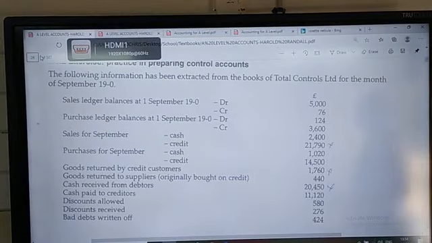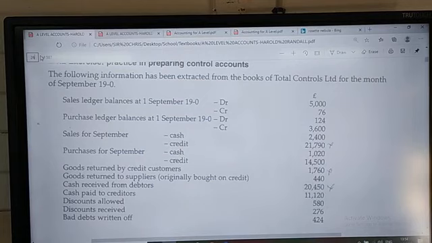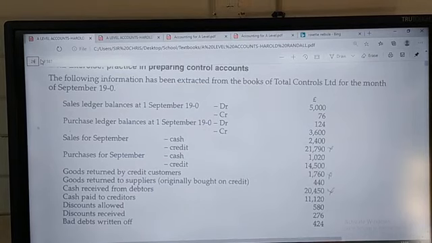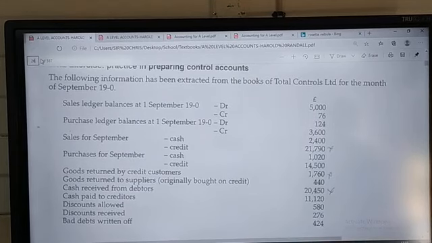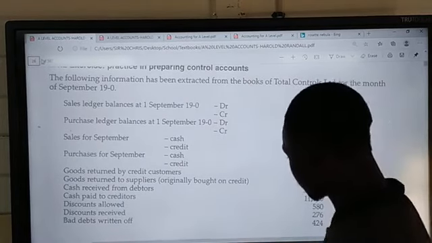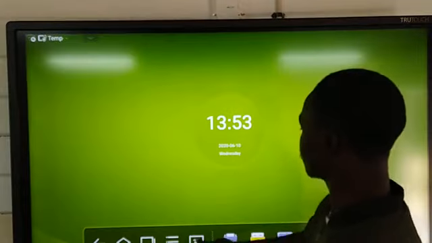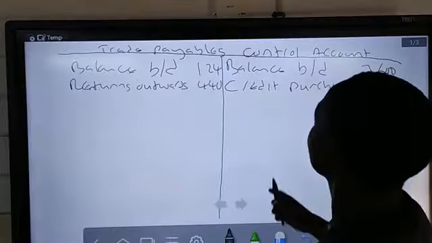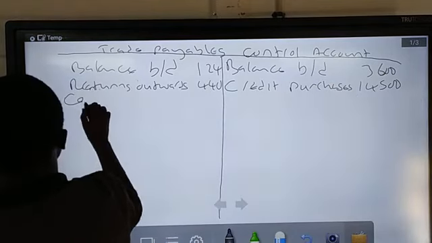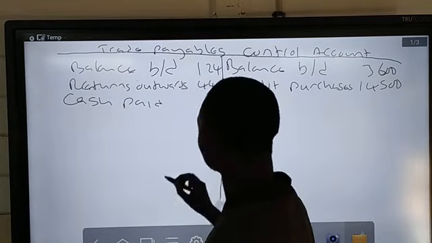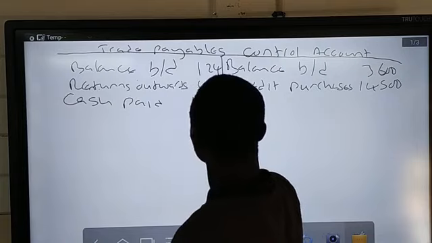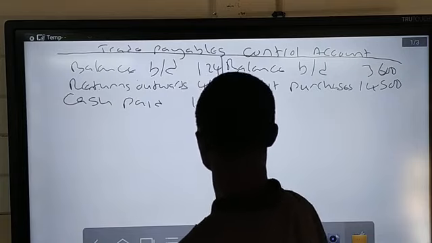let's check again from our question. The next items, we have cash received from debtors and cash paid to creditors. So we are still continuing. Let's record those in our accounts. So in the trade payables, we record cash paid. Cash paid to our suppliers. So that's 120. Let's go to the other page.